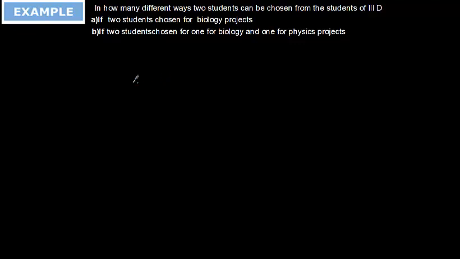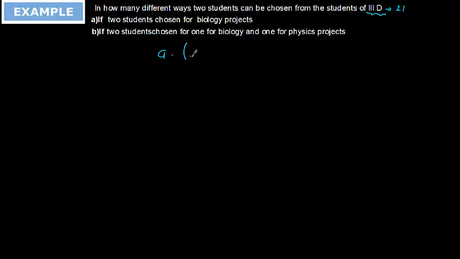Let's understand the difference. For part A, in how many different ways can 2 students be chosen from the students of 3D? We know that in the 3D class there are 21 students, so we are going to select 2 from 21. If 2 students are chosen for a biology project, it means that the first student or second student is not important, because the 2 students have been chosen for the same job. That's why the order or the arrangement is not important for the first one.